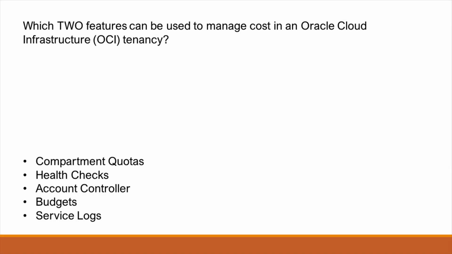Let's talk about this question: which 2 features can be used to manage cost in an Oracle Cloud Infrastructure, OCI, tenancy? Options for this question are: compartment quotas, health checks, account controller, budgets, service logs. Correct answer for this question are options first, compartment quotas and budgets, because these features help to manage cost in OCI.